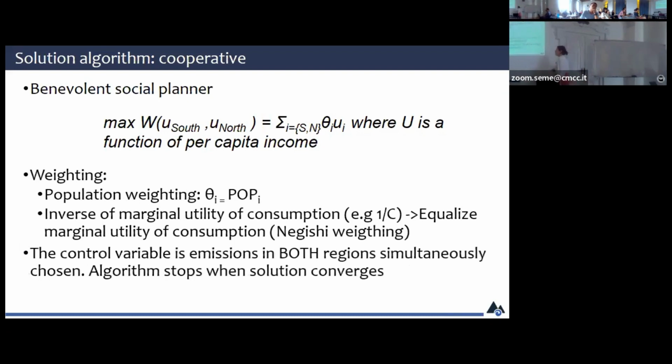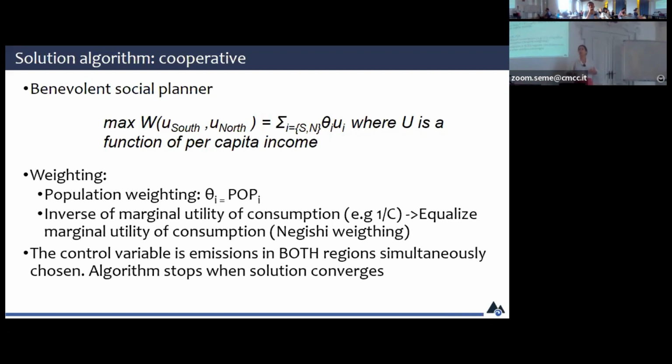The control variable always is emissions in North and emissions in South. But when you're solving North, and the iteration is solving North, it's getting the South emissions as a given, .L in GAMS. So this is not optimized upon. It's coming from, it's a given, okay? And when it's solving South, it's taking as a given the emissions from the North, and it's optimizing the South.